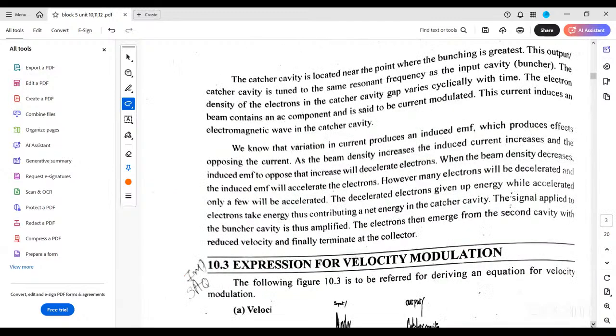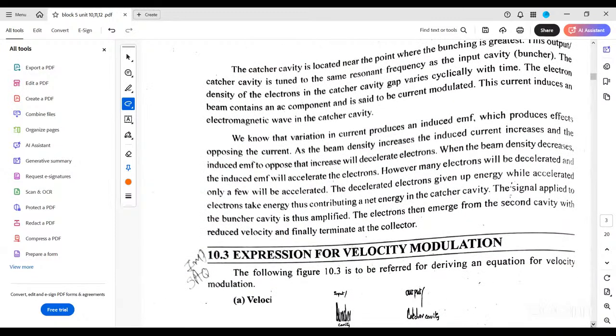EMF, electromotive force. Suppose density is increasing: density increases, current increases, electromotive force decreases. One relation: density increasing, current increasing. What about EMF? EMF is decreasing. If EMF decreases, electrons are deaccelerating.